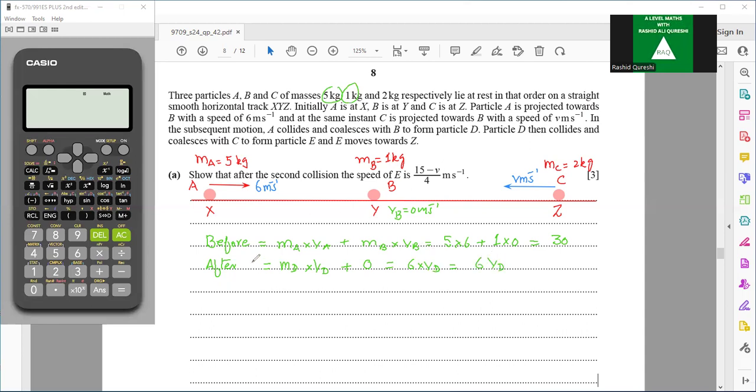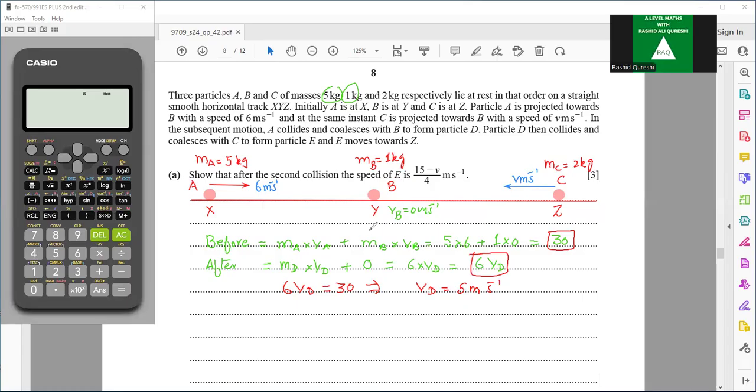By the law of conservation of momentum, the momentum before the collision and after the collision will be equal. So this 30 is equal to 6 times VD. Velocity of D multiplied by 6 is equal to 30, so I get the velocity of D equal to 5 meters per second.